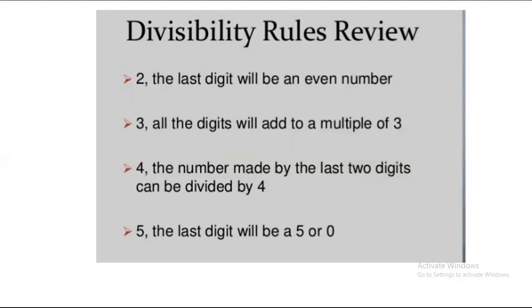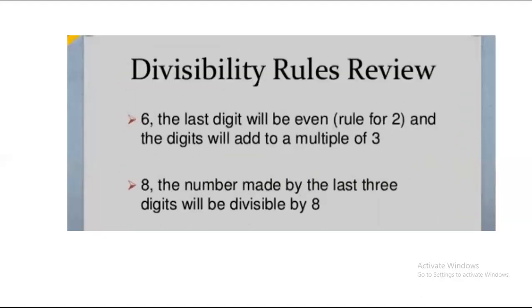Okay, a review. For number 2, the last digit will be an even number: 0, 2, 4, 6, 8. For 3, all the digits will add to a multiple of 3. For 4, the number made by the last two digits can be divided by 4. For 5, the last digit will be 5 or 0. For 6, the last digit will be even, the rule for 2, and the digits will add to a multiple of 3. For 8, the number made by the last three digits will be divisible by 8.